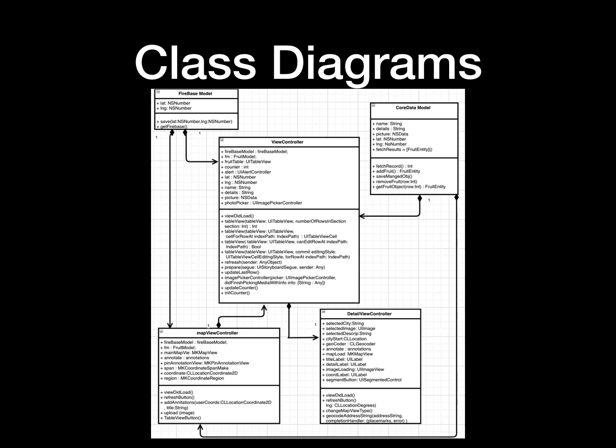Image picker controller, which will have mainly just a pop-up, and the user is allowed to select an image from the gallery and upload it to the Core Data model. And the map view will have all of the fetched user-made entities and data from the Core Data coordinates as well as the Firebase model coordinates. And all of these locations will have annotations, which will be updated into the map view.